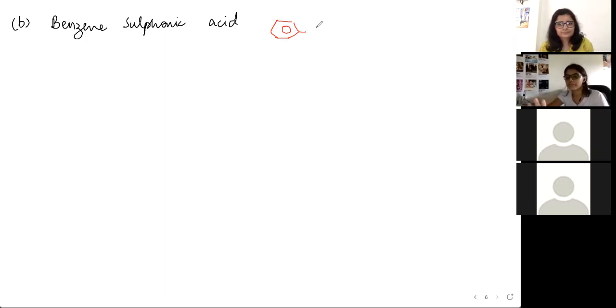SO3H. Yes. Correct. Sulfonic acid is very similar to sulfuric acid, just that one of the OH is replaced by your organic part of it. SO3H is sulfonic acid. COOH is carboxylic acid. SO3H is sulfonic acid.